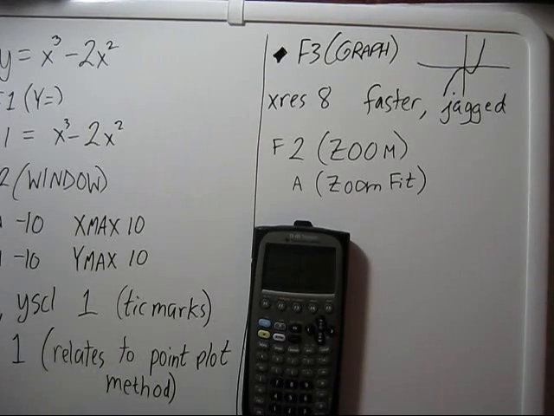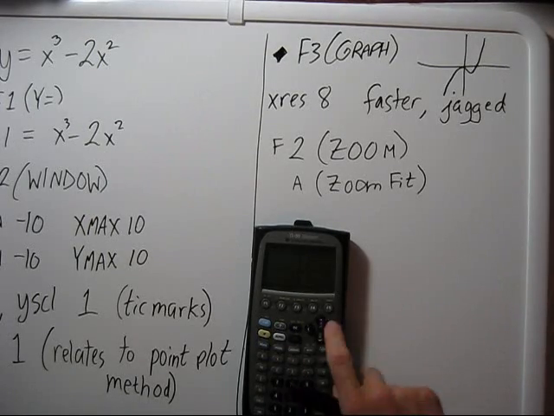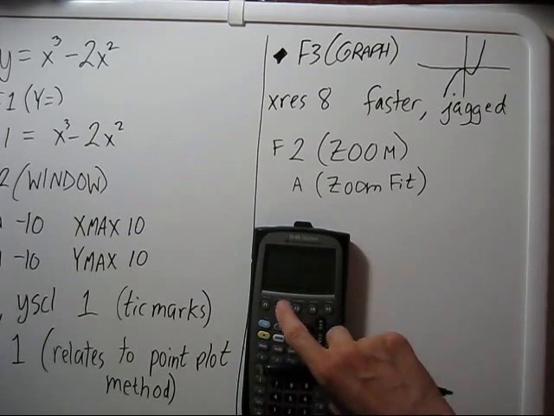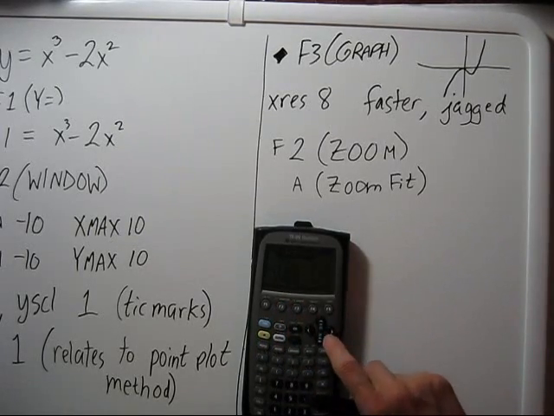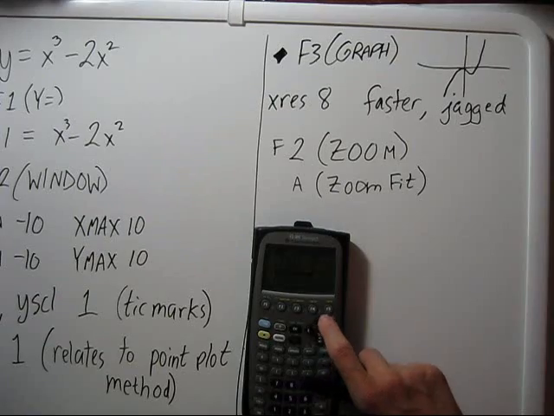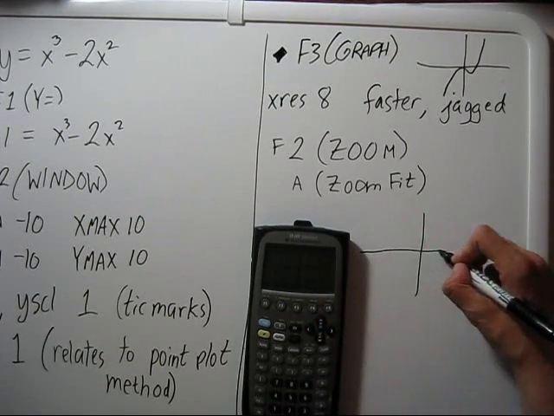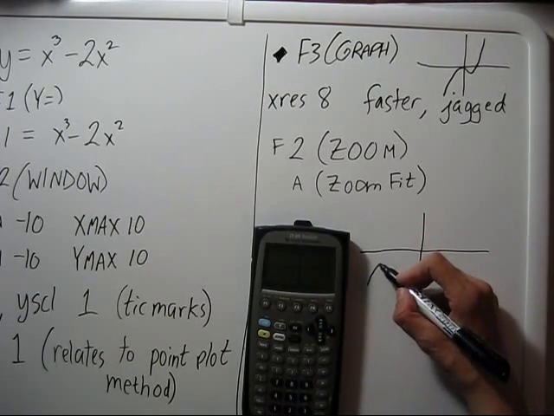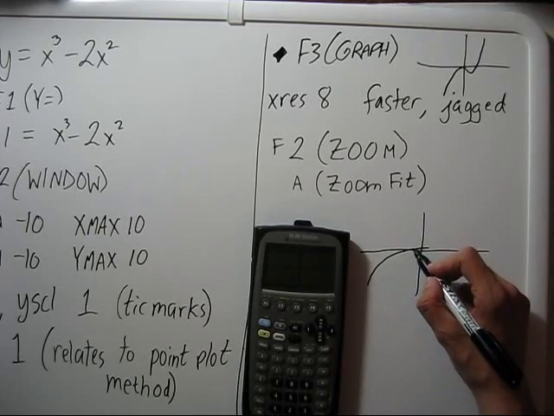Okay, I'm going to show you another thing that can be very useful but also misleading. We're going to have the calculator automatically find y min and y max for us. So let's go to just plain F2, which is zoom, and we want zoom fit. Now it looks like this.